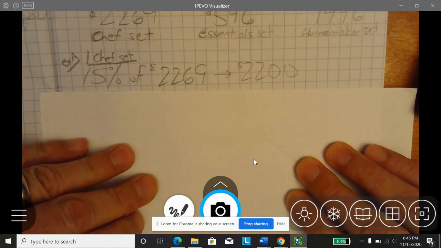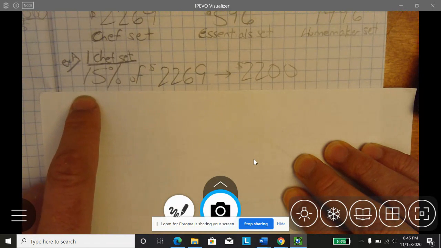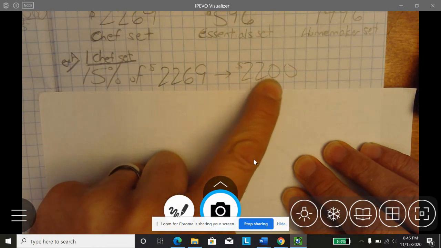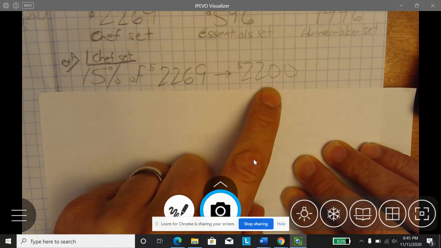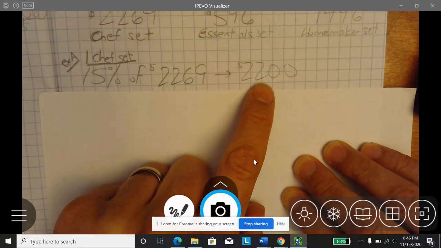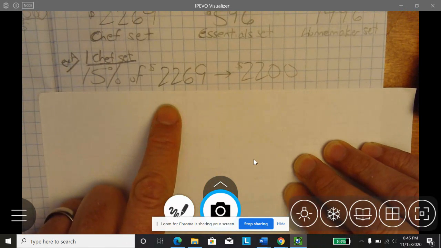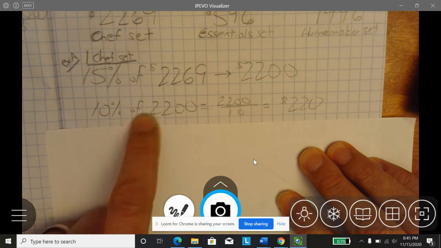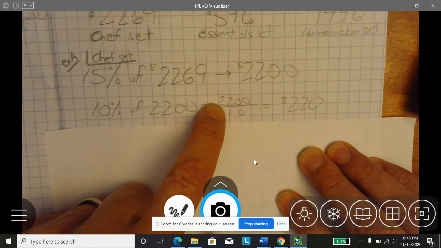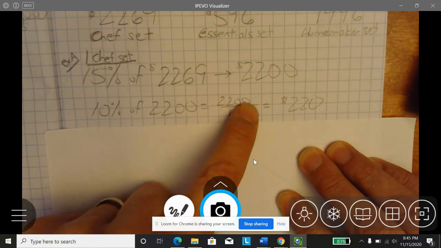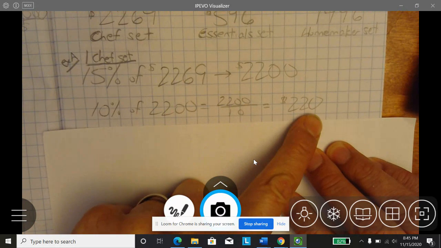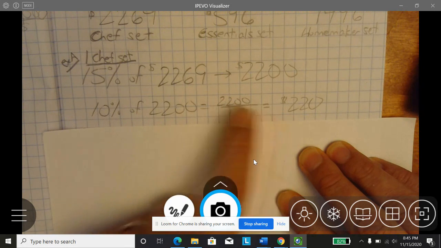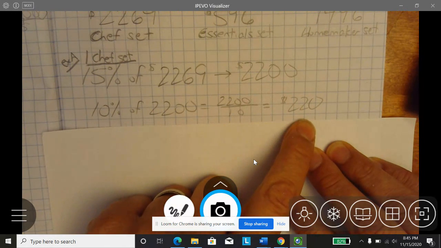But to take 15% of that, the first thing we're going to do is estimate. We're going to estimate $2,269 to $2,200. I'm going to estimate down so that I know my actual number would actually be higher. So what do I do? Well, first thing, like I said, is I take 10%. We know how to take 10% of a number. You just divide by 10. So everything drops a place value. So instead of $2,200, it becomes $220. You could also think of it as dropping a zero there. So 10% of 2,200 is 220.